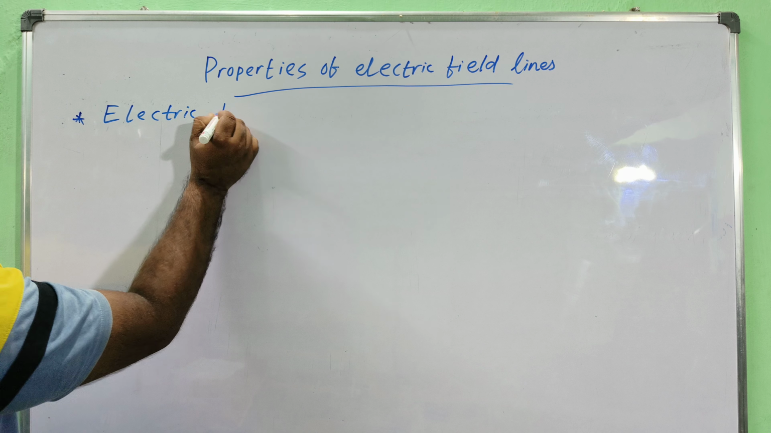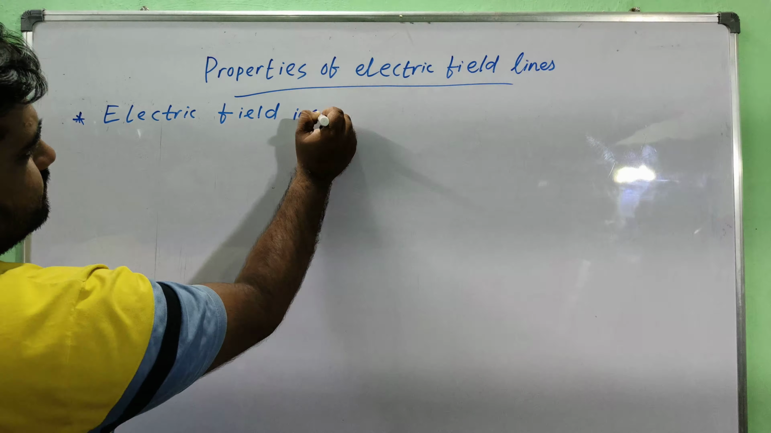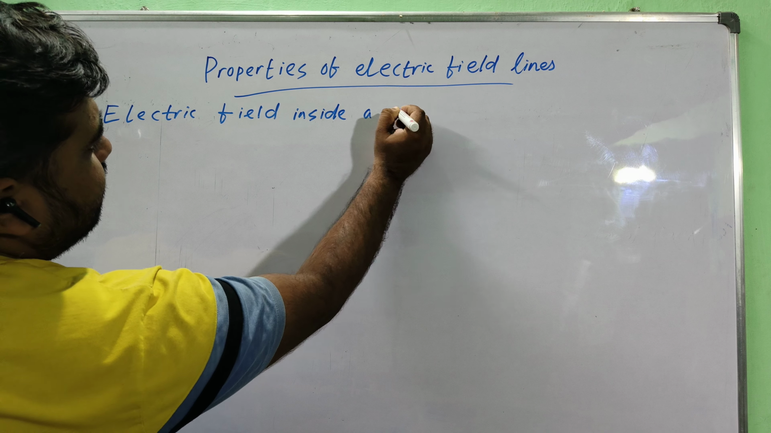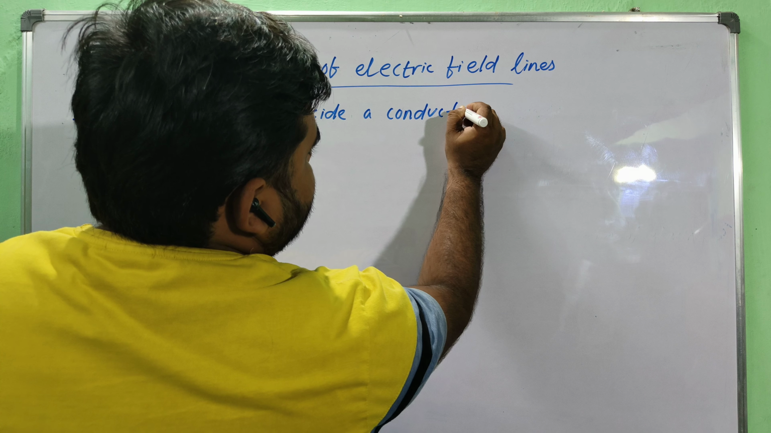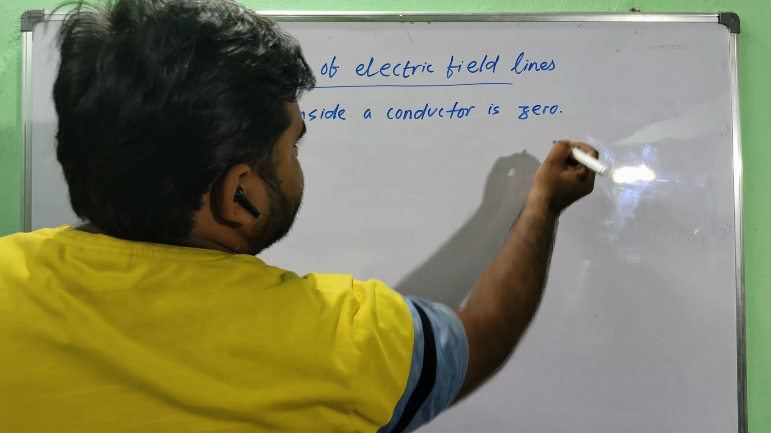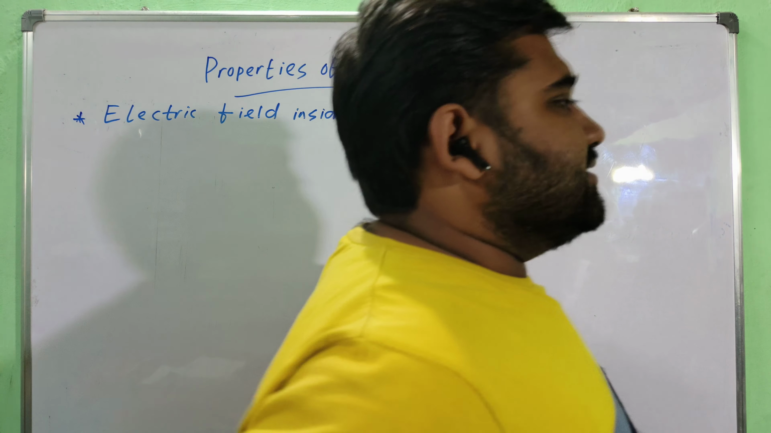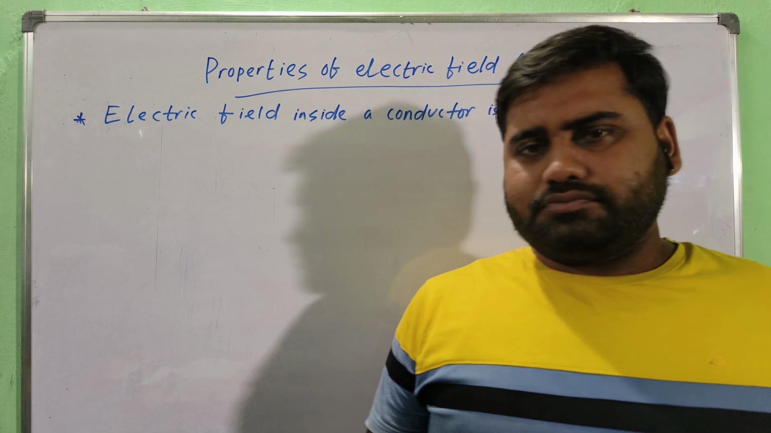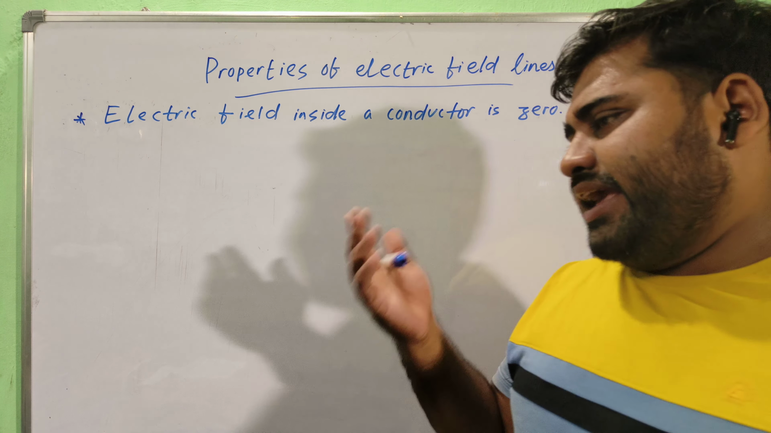Okay, the property, let us write it with a star: electric field inside a conductor is zero. Why is that? We are now considering the reason for that. Because for this you have to learn the next topic.